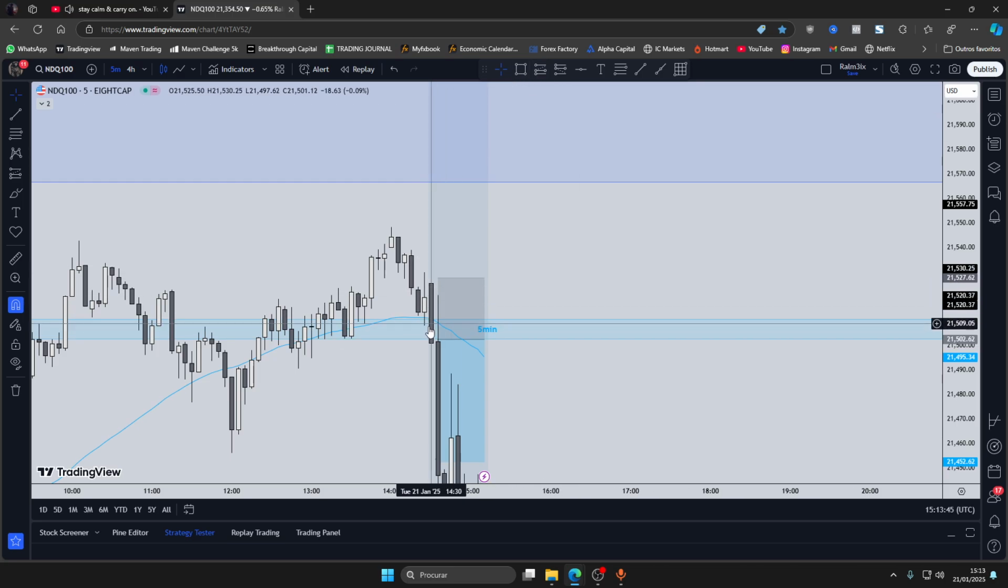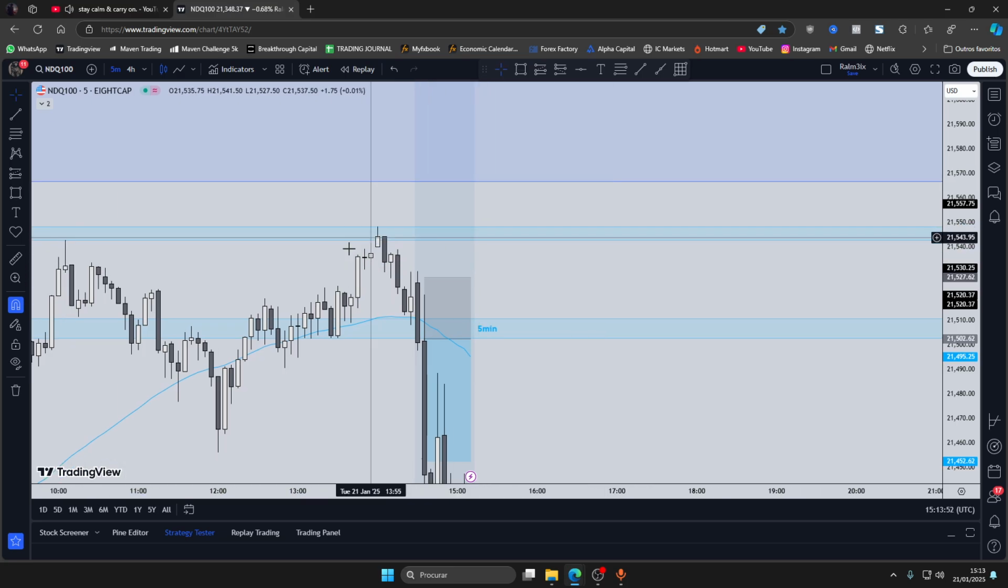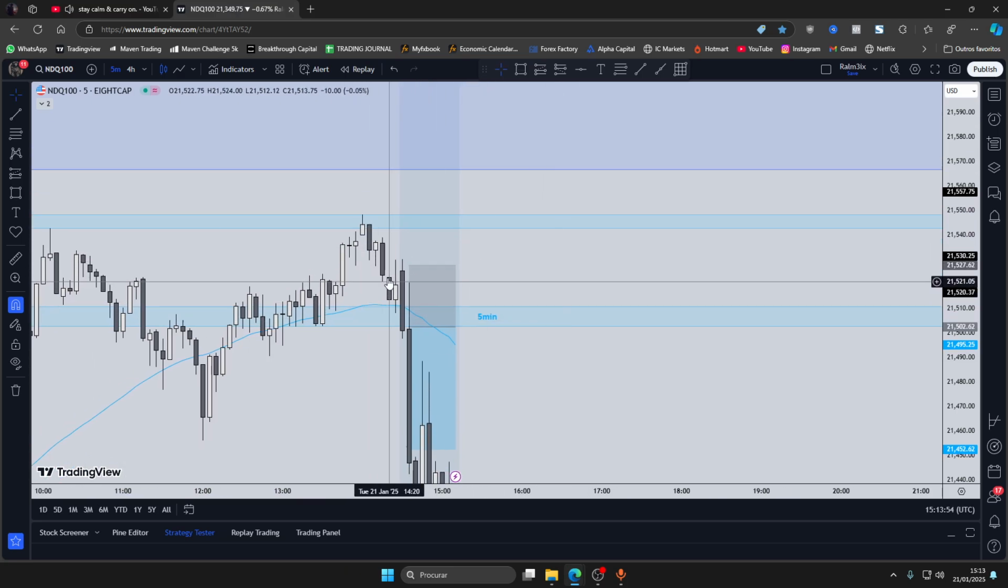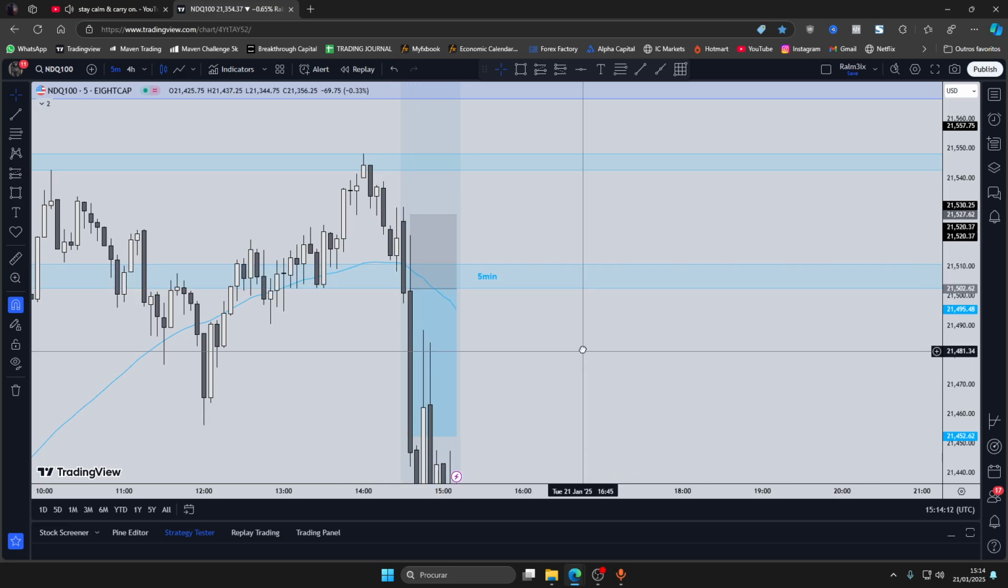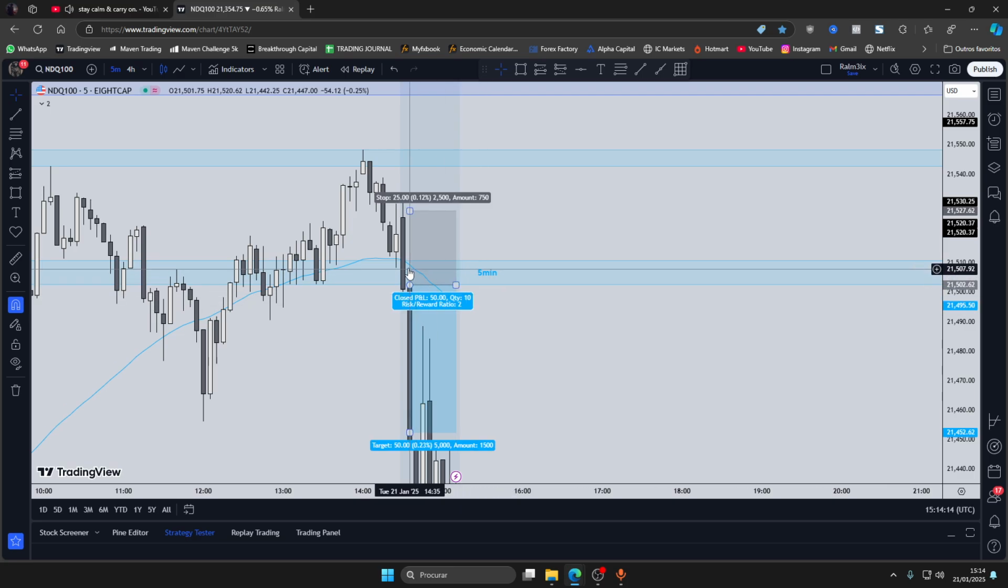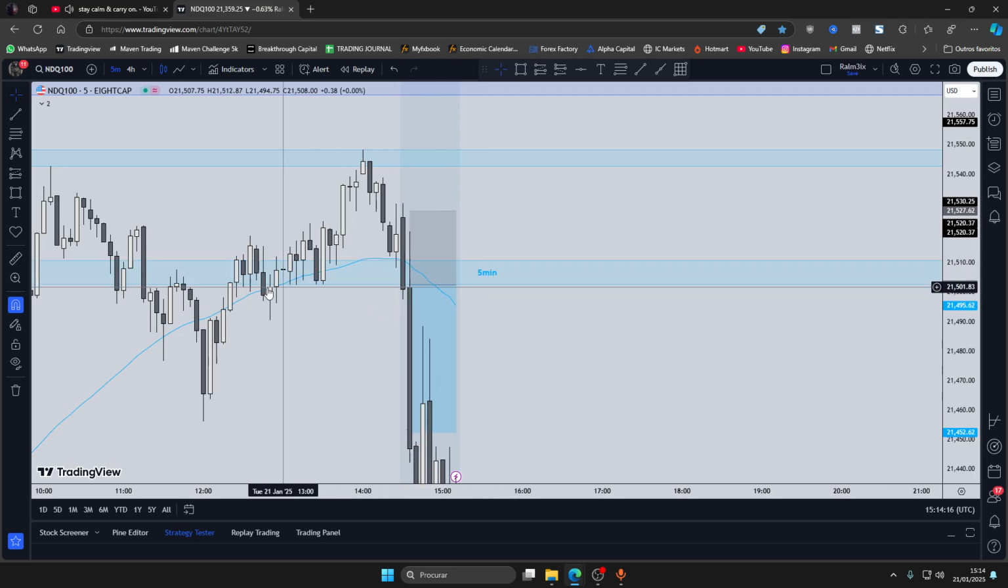And what happened here? I have here my POI. Before the session open, I had this zone here and this here, and price was between, right? As soon as price opened New York, Nasdaq closed below. As soon as price closed below my 5 minutes POI, I just set my limit here. And as you can see, price rejected the moving average.